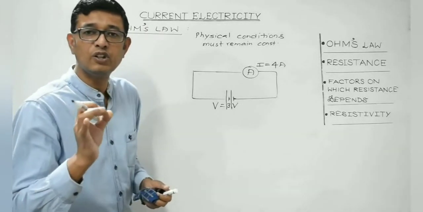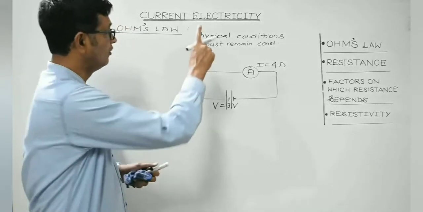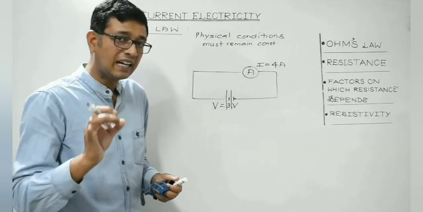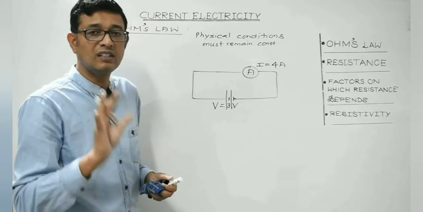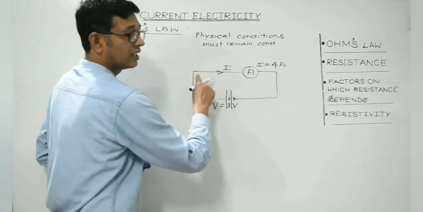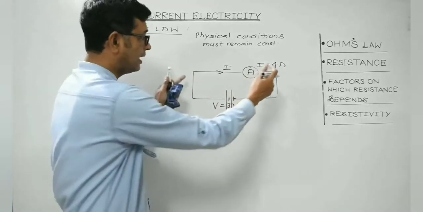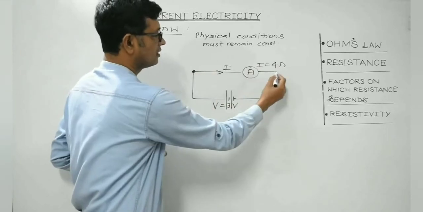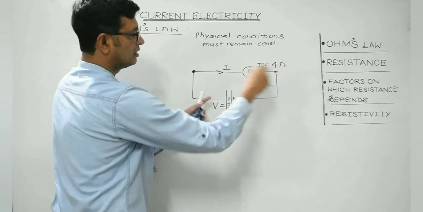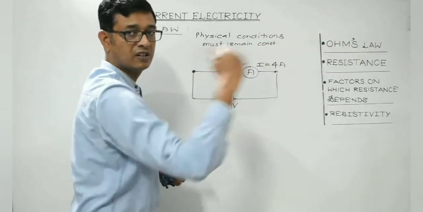So now we can deal with the statement of Ohm's law. So, what will be the statement of Ohm's law? Physical conditions like temperature, mechanical strain remaining constant, the current flowing through a conductor is directly proportional to the potential difference applied across its ends. These are the ends. So as the potential difference across the ends of the conductor is increased, the current flowing through the conductor will also increase accordingly in proportion.